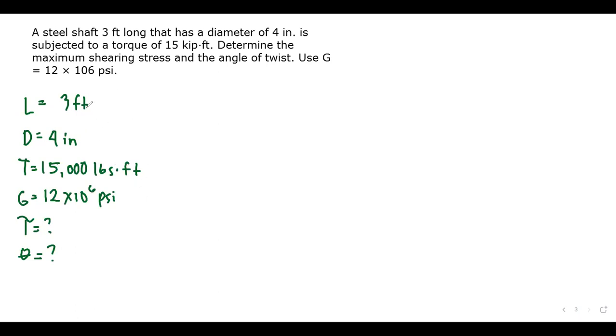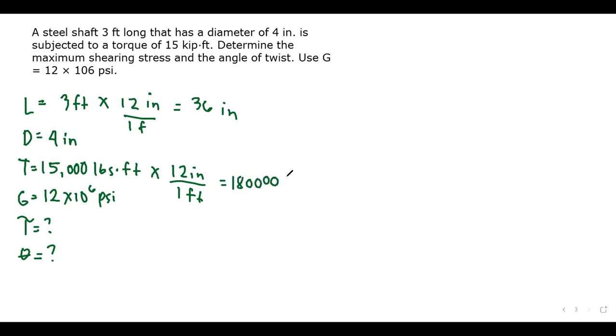Siguro convert na lang natin lahat ng feet to inches. Okay, so times 12, and then times 12. Matik naman na yan, di ba? 12 inches over 1 feet. So we have here length as 36 inches. And our torque, 15 kip, 15,000, so 15,000 times 12. So we have here 180,000 pounds-inch. So lahat yan naka-inch na siya as the same with the shear modulus.